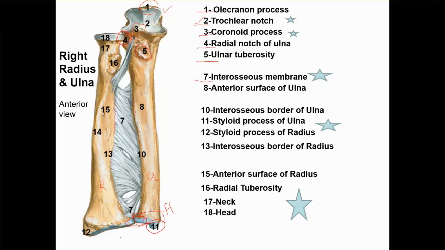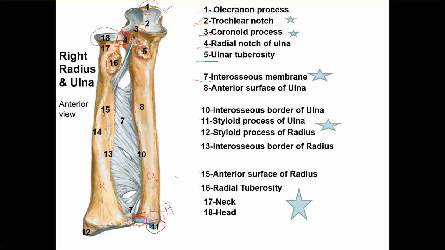Now coming to the radius. This is the head of the radius, number 18. Then this narrow part is the neck of the radius, number 17. Then number 16 is the radial tuberosity, which gives attachment to the biceps muscle. And then you also have the interosseous border.